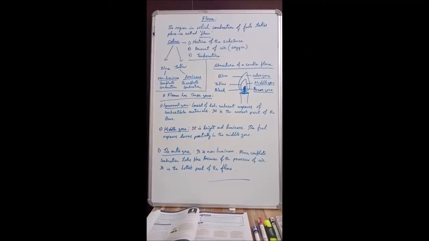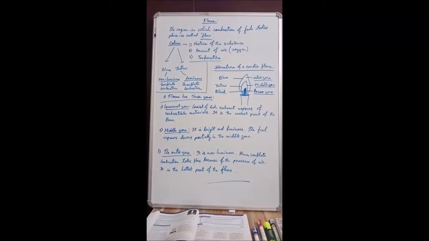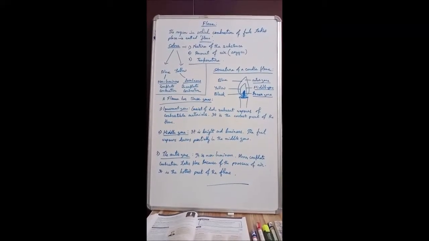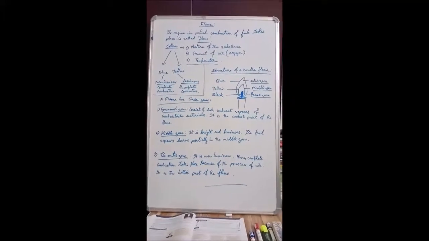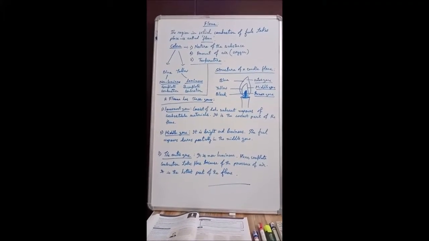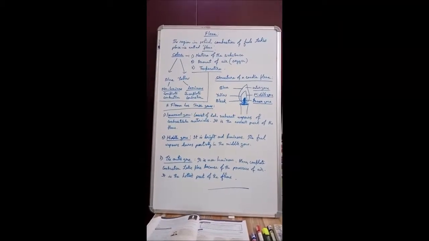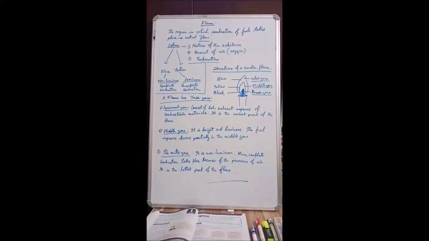Some of the substances which burn by producing flame are LPG, biogas, wax in candles, then magnesium, kerosene, mustard oil, etc. All these substances burn to produce flame.